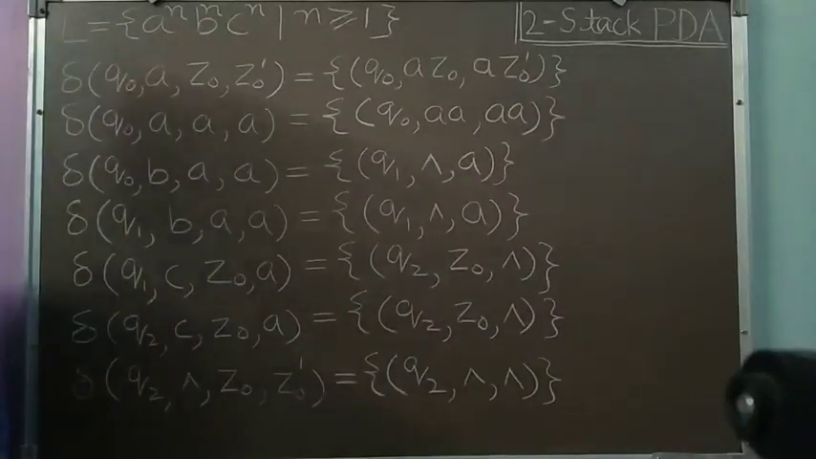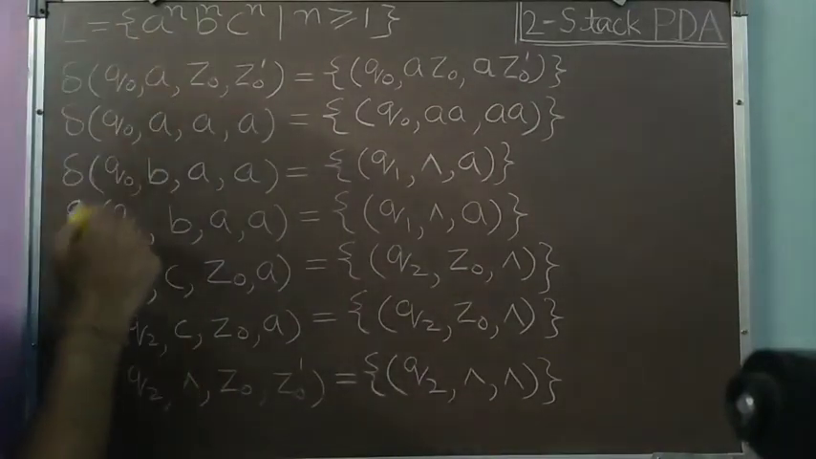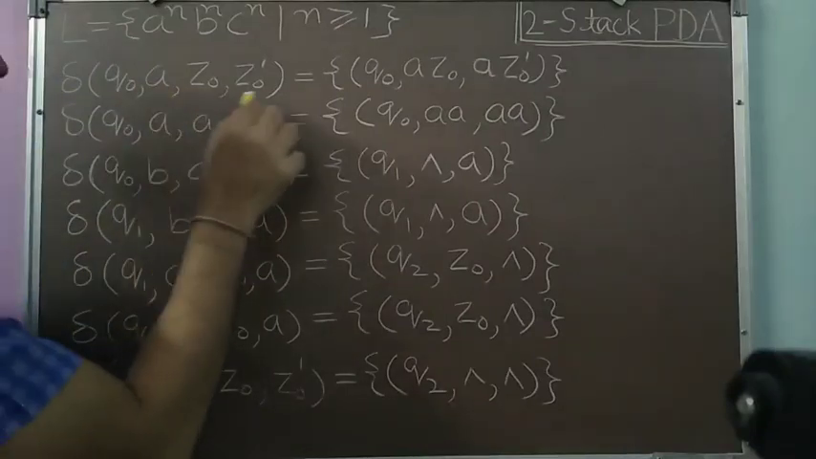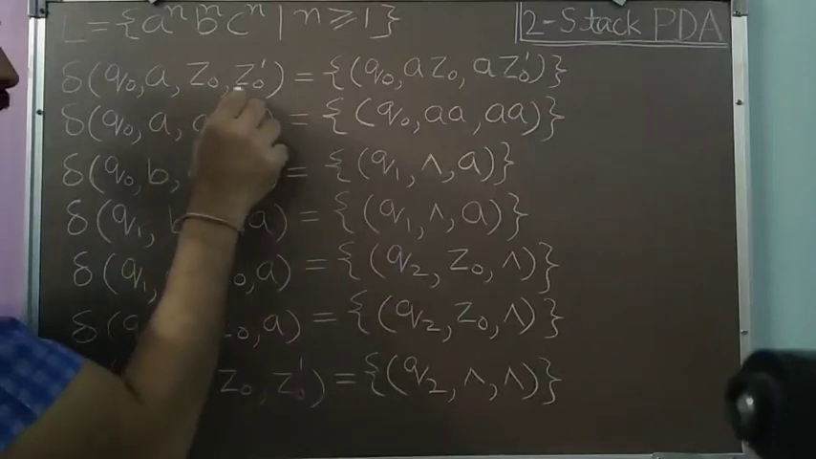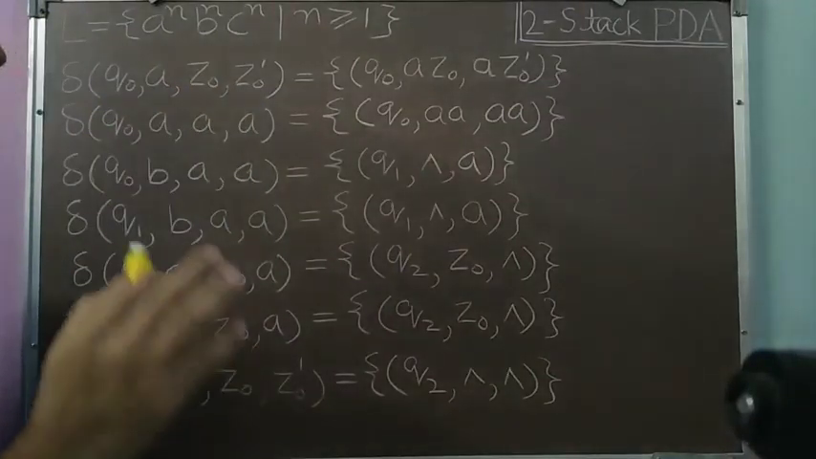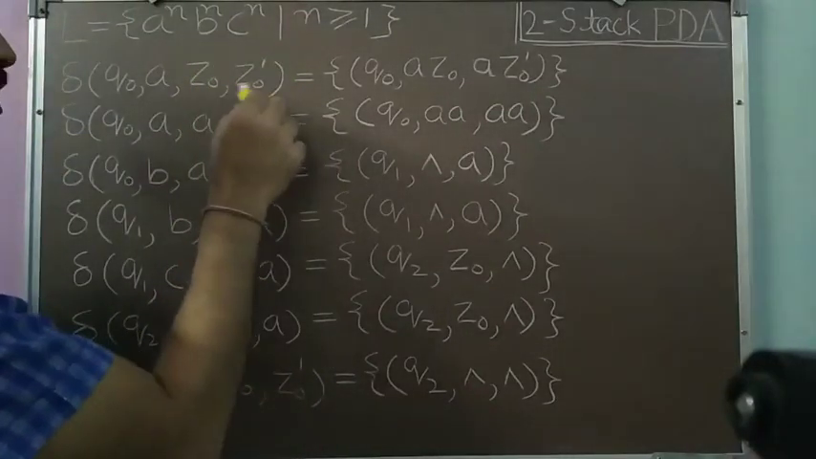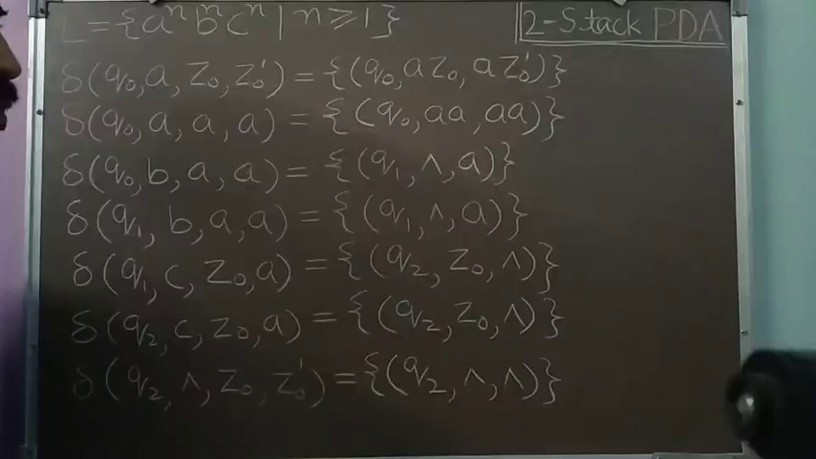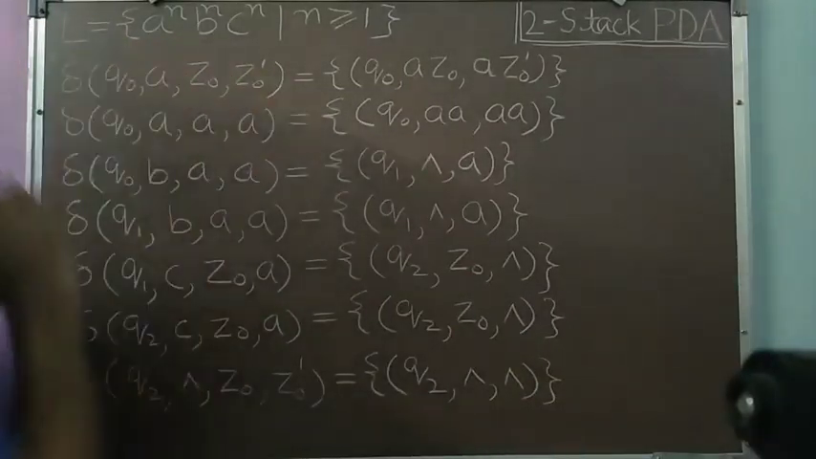So let us start with the start state, that is Q0. Initially, I will get an A in the input, and at the top of the push down stores, because now we have two push down stores, we have two push down store symbols. So we assume that Z0 is the initial push down store symbol on the PDS1, and Z0 dash is the initial push down store symbol on the PDS2. So this will be the initial situation.